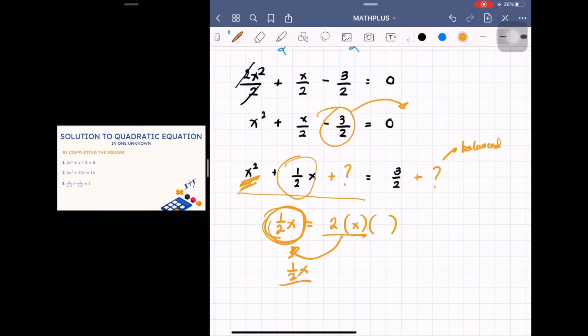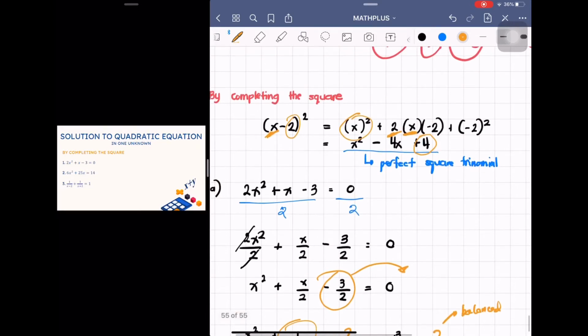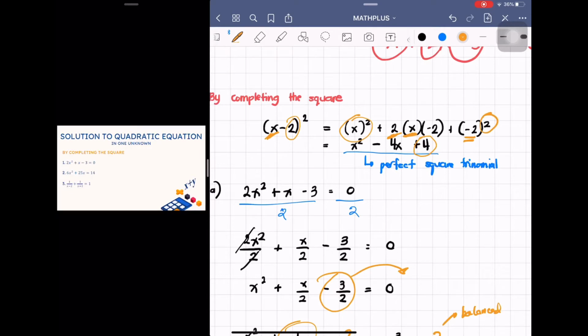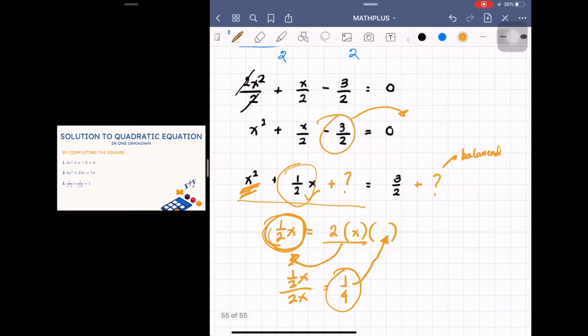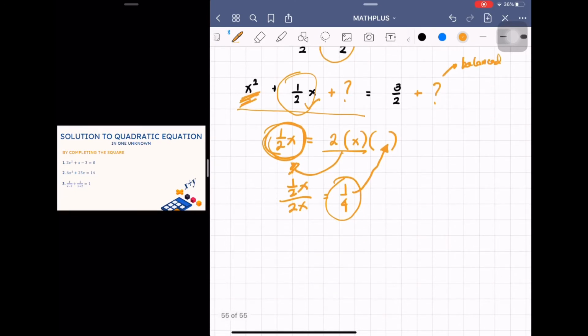That's 1/2 x divided by 2x. That creates 1/4. That means I have to multiply x by 1/4 to produce 1/2 x as a middle term. In that sense, 1/4 becomes your second term. Remember, the second term is squared to become the constant term of the perfect square trinomial. So if I square 1/4, my equation becomes x squared plus 1/2 x plus 1/4 quantity squared.